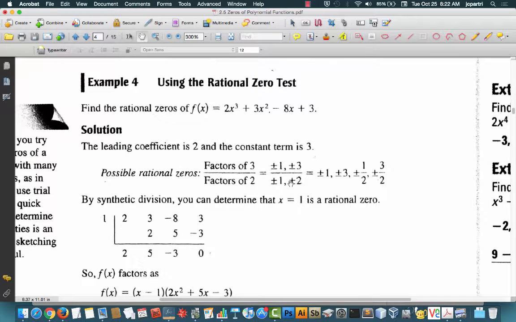Now what you have to do is take all of the ratios. In other words, you have to take plus and minus 1 over plus and minus 1, which is plus or minus 1, and plus and minus 1 over plus and minus 2, which is plus or minus a half. Plus or minus 3 over plus or minus 1, which is plus or minus 3. And then plus or minus 3 over plus and minus 2, which is plus or minus 3 halves. And so this is the list of possible rational zeros right here. Doesn't mean they all work. It just means that if the function has a rational zero, then it's got to be in that list.